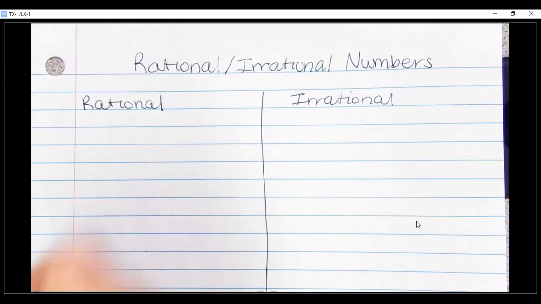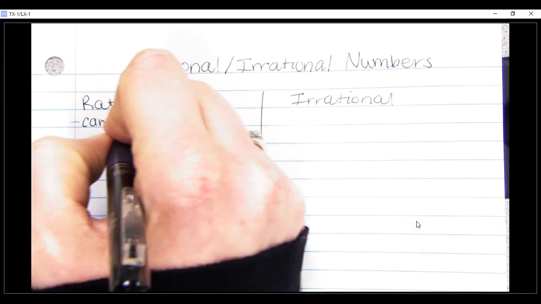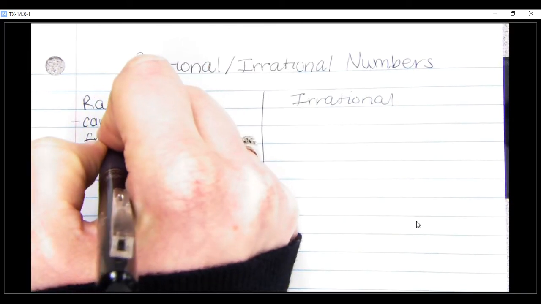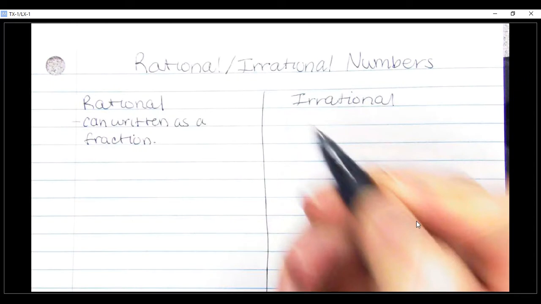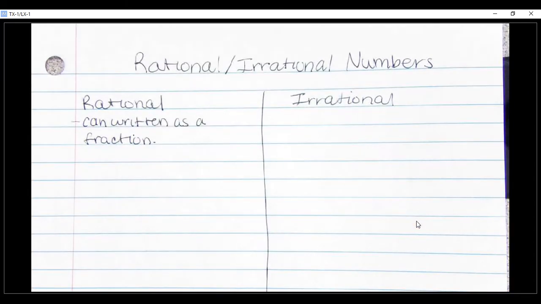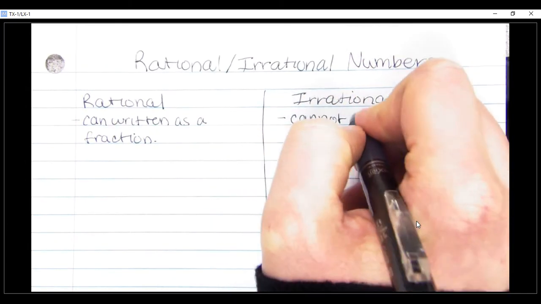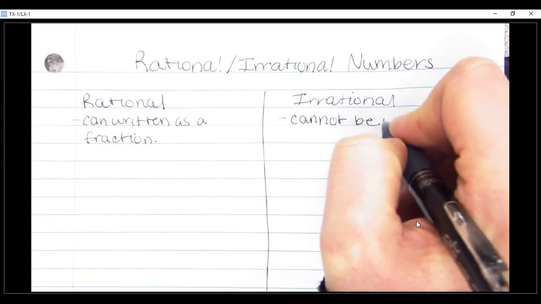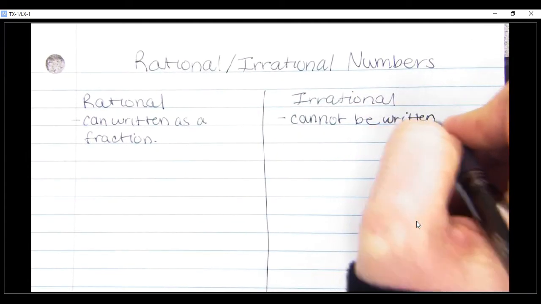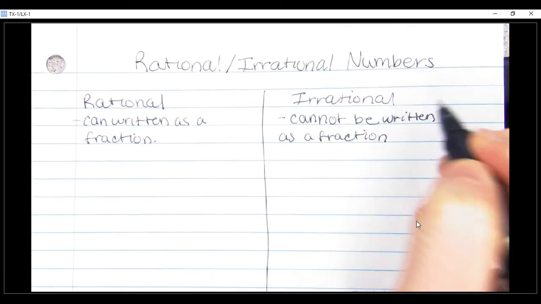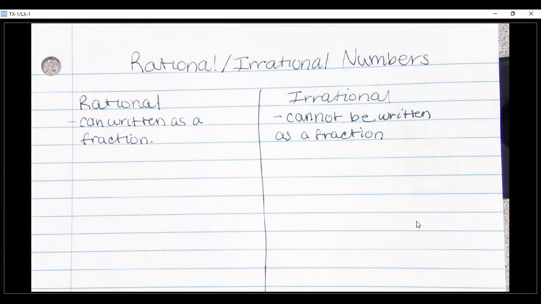Rational numbers are any numbers that can be written as a fraction. So very important, if any number can be put into a fraction in any form, then it is rational. So that means that if it cannot be written as a fraction, then it is irrational. Okay, simple enough? Great. Now let's look at some examples.